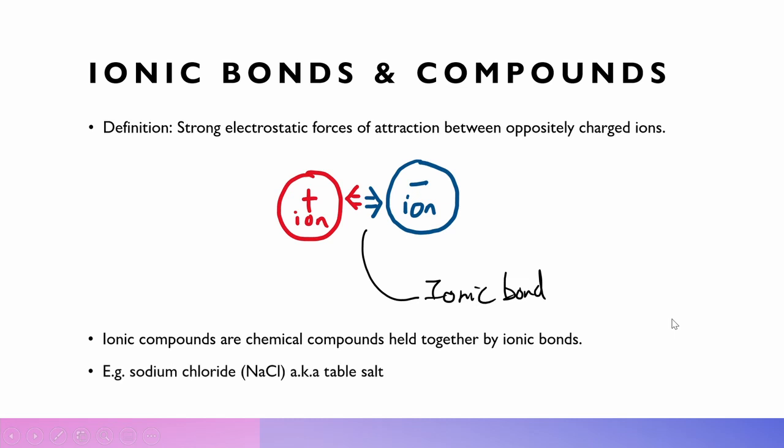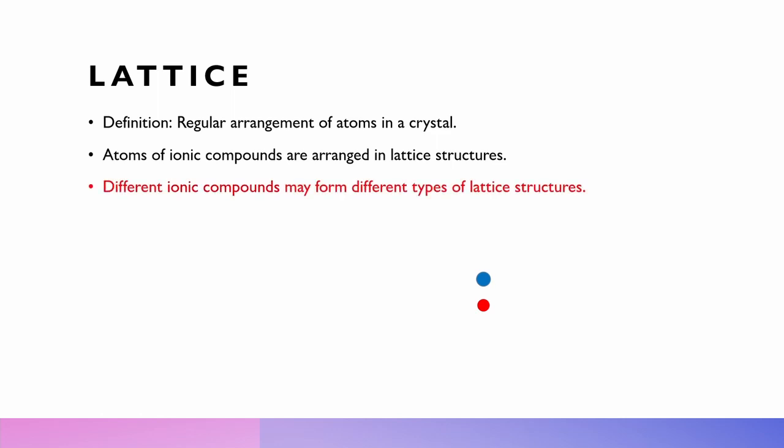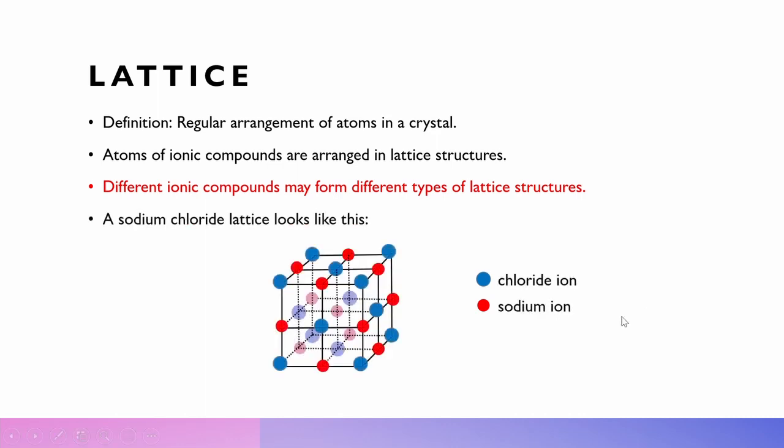Within an ionic compound, ions are arranged in a lattice structure. A lattice is a solid crystal with a regular repeating arrangement of atoms. Ionic compounds have their ions arranged in lattices. Different ionic compounds may form different types of lattice structures. For example, a sodium chloride lattice looks like this.